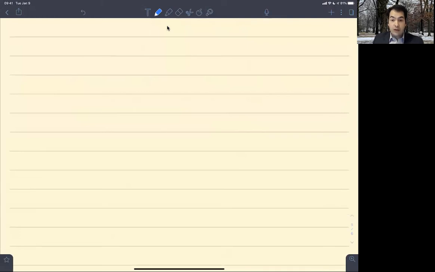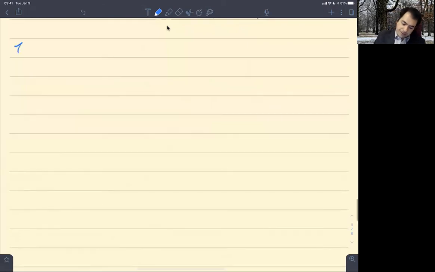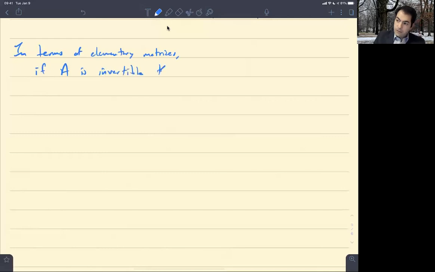Okay, let's just restate this algorithm a little bit with multiplication by elementary matrices. So in terms of elementary matrices, if A is invertible, then there are elementary matrices such that the identity is equal to E_k times E_(k-1) dot dot dot E_1 times A.